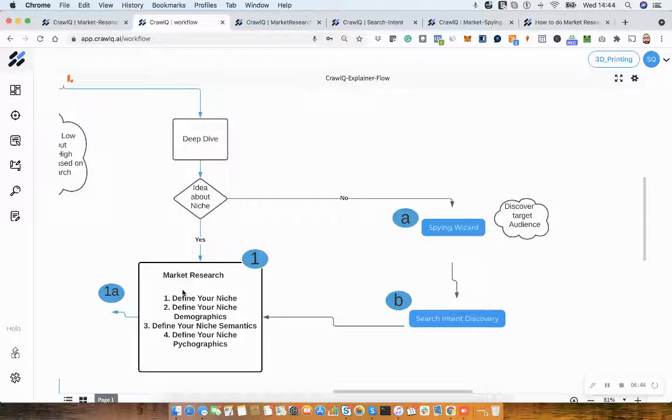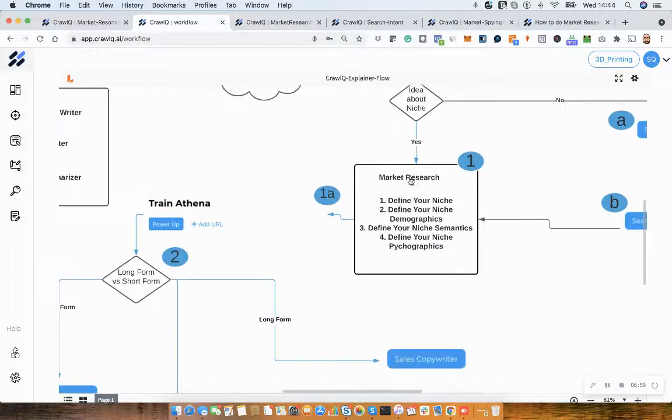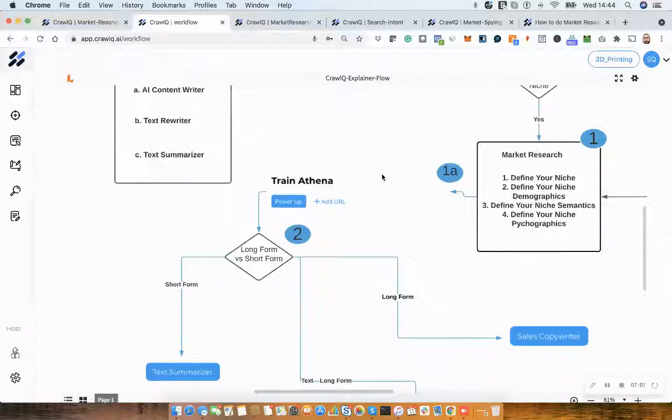So as I said, these four categories are important. Define your niche demographics, define your niche semantics, define your niche psychographics, and after this you are really ready to train Athena. Athena is our internal AI, and you can really power Athena up on this data, and you can also add additional URLs, which are reference URLs or reference content.